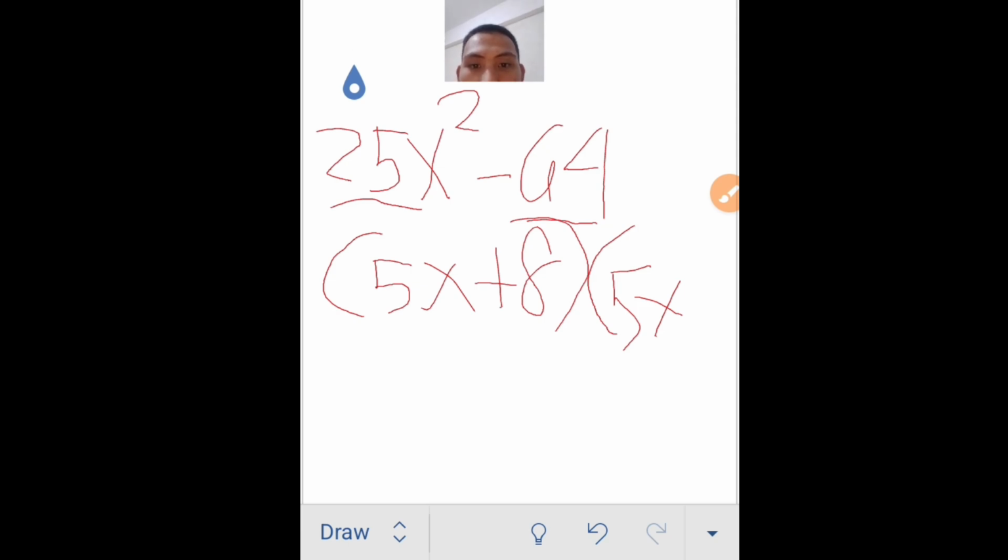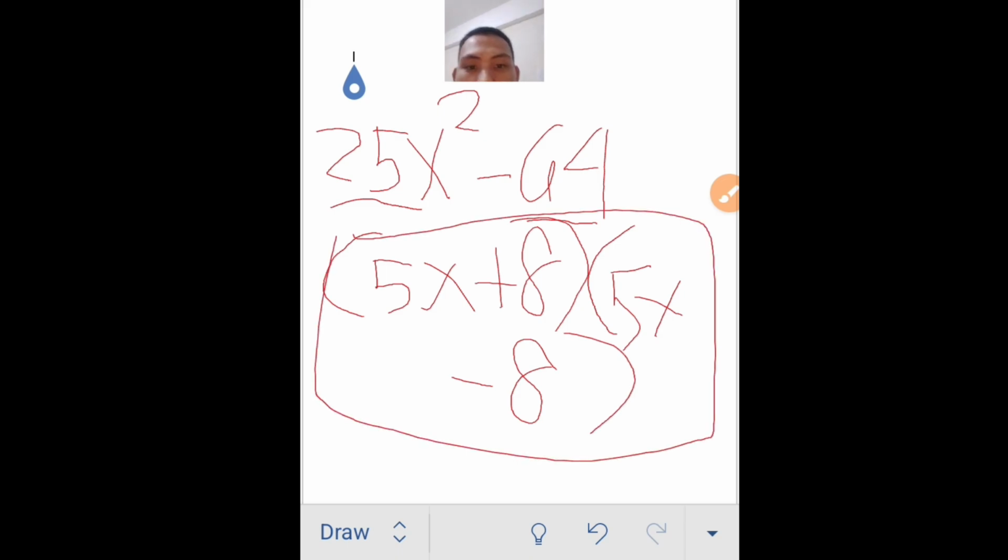One with a plus and one with a minus, so minus goes here, minus. It's easy, I put it at the bottom, minus, the square root of 24 is 8, so 8 goes here. So your answer is (5x plus 8)(5x negative 8). So that is the answer.